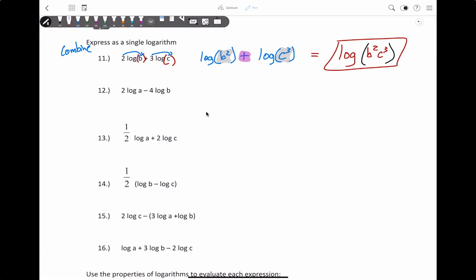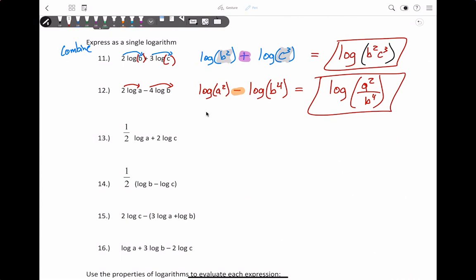All right. So the next one, we're going to go ahead and move 2 to the power. So it'll be log of a squared minus log of b to the 4th. Again, we're trying to combine. And then now this subtraction says we're going to be dividing. So log of a squared divided by b to the 4th. And this is our full argument for our answer.